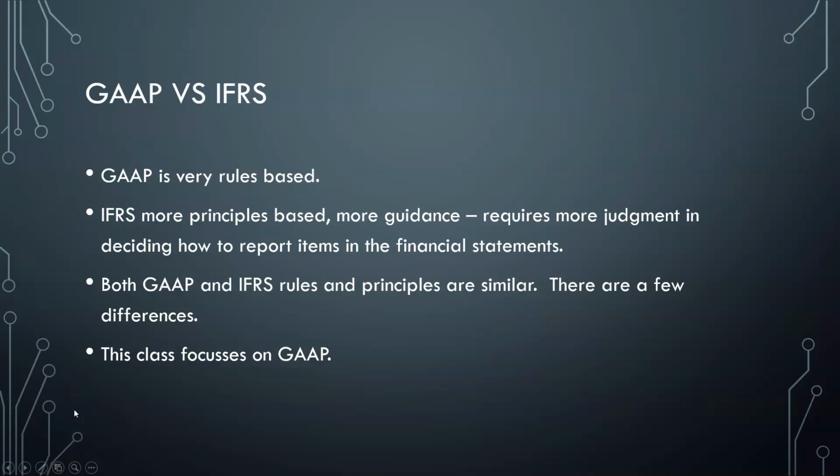The good news is both GAAP and IFRS have very similar rules and principles. So the things that are reported in the financial statement are the same. The assumptions and the rules that we're going to learn are the same. It's just that there are lots of different ways that you can report things based on IFRS. There are a few big differences between GAAP and IFRS, and we will point them out once we cover that material. Again, this class focuses on GAAP, so that's what we're going to learn about.